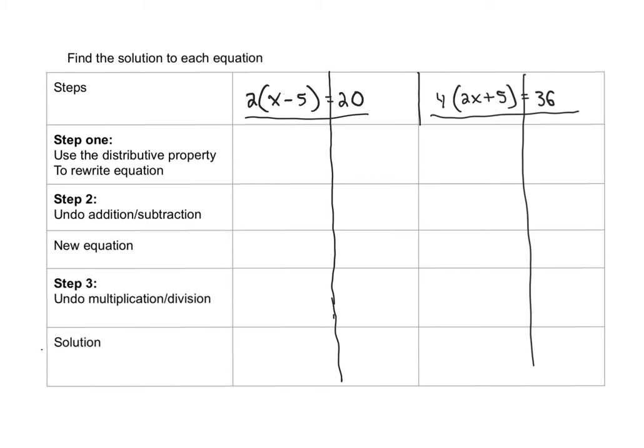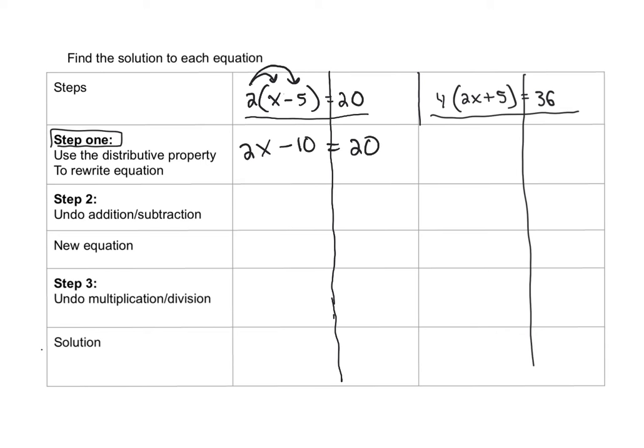What we have on one side is one part of our equation, and on the other side is the other part of our equation. For these examples, this includes the distributive property. In step 1, I'm asking you to use the distributive property to rewrite the equation. For this first example, you take 2 and multiply it to the x, and you multiply it to that -5. So you're going to end up with 2x minus 10 equals 20. That's all I mean by that.